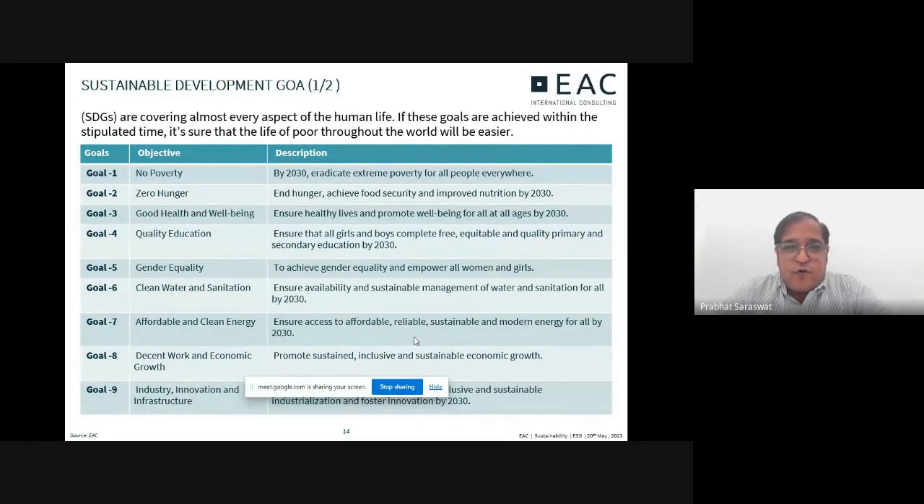So goal 1, you know, is no poverty. Goal 1, SDG 1, no poverty. By 2030, eradicate extreme poverty for all. These are the objectives, or basically a brief discussion of each goal.